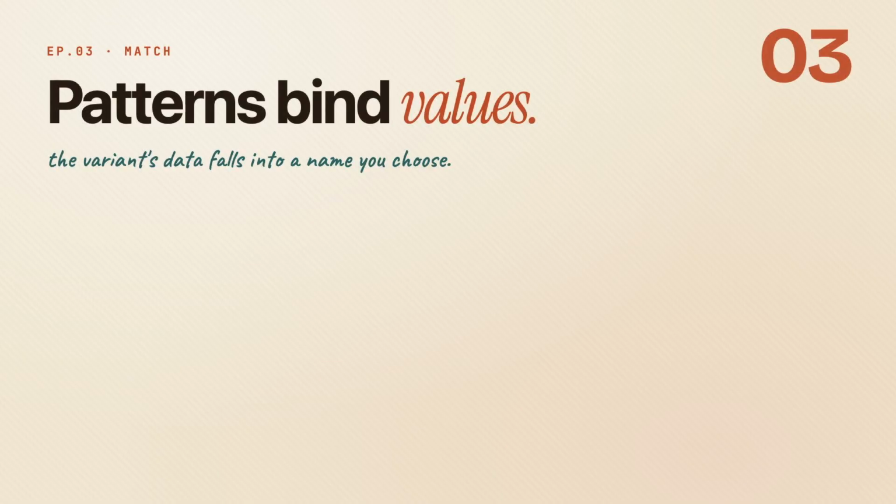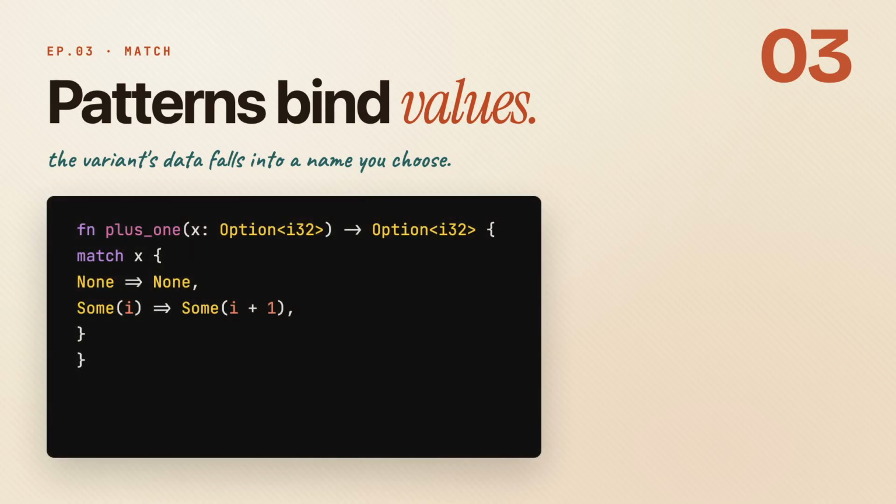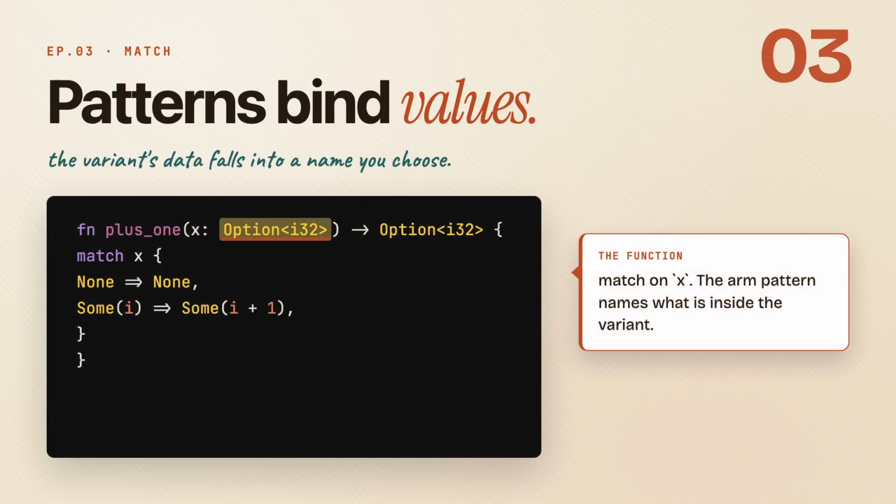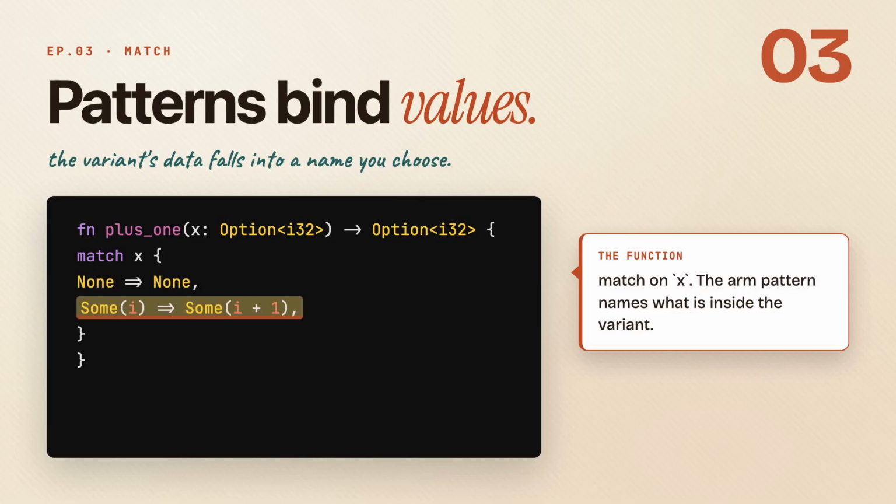Here is the move that ties it all together. A function plus 1, it takes an Option of i32 and returns an Option of i32. Inside, a match on x, 2 arms. None returns None. And the interesting one is Some(i). The i is the name, and it binds to whatever number is inside Some. To call it with Some(5), maybe we are sending the 5.